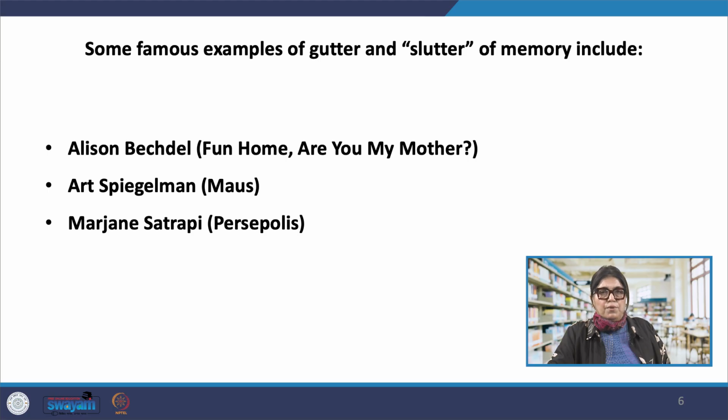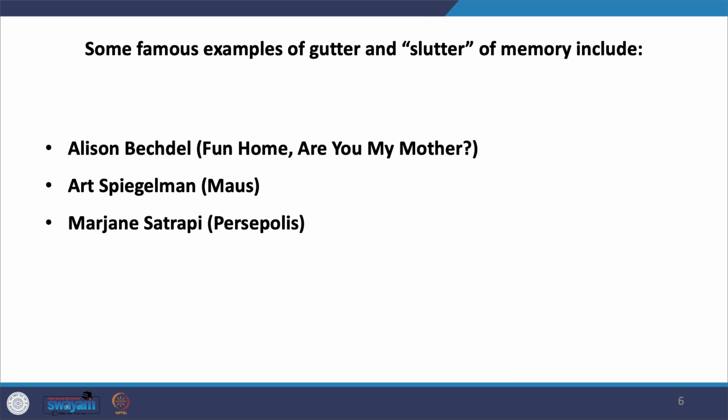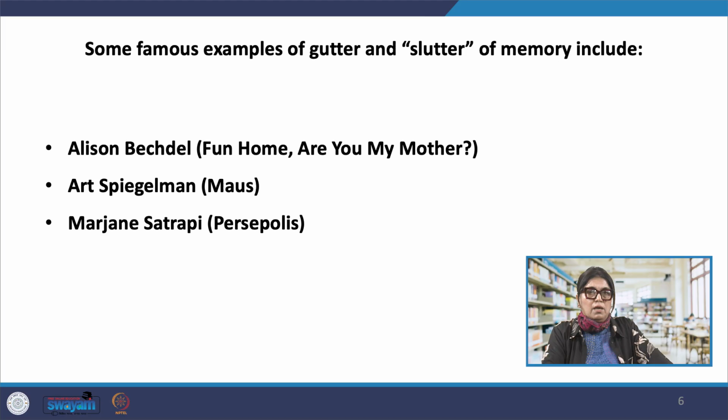Some famous examples of the gutter and the stutter of memory include Alison Bechdel's Fun Home and Are You My Mother?, which use hand-drawn photographs and repetitive mirror scenes to explore intergenerational trauma and the mother wound. Art Spiegelman's Maus frequently uses the space between panels to navigate the shuttling between a survivor's memory of the Holocaust and their present-day life.